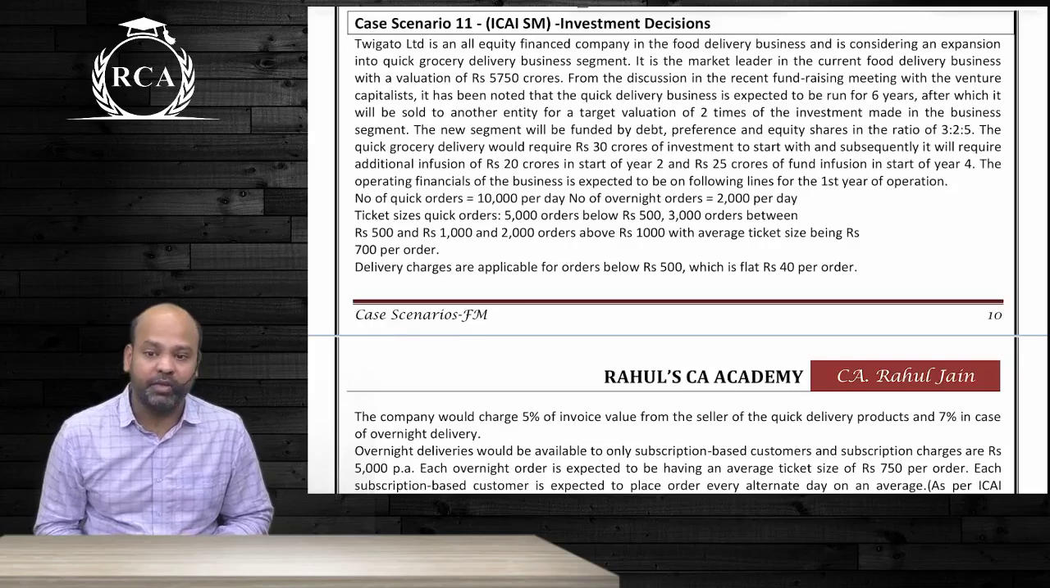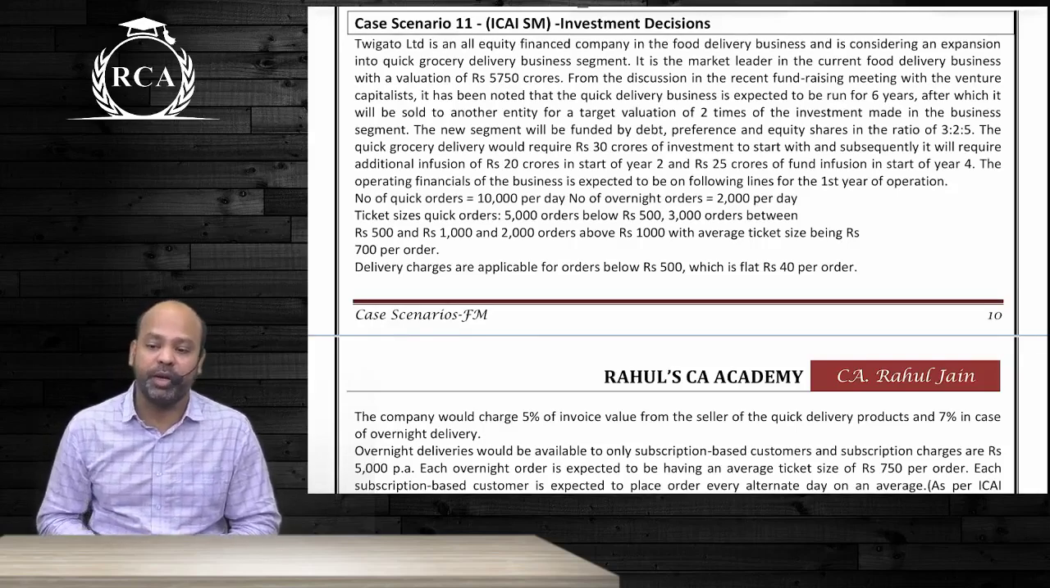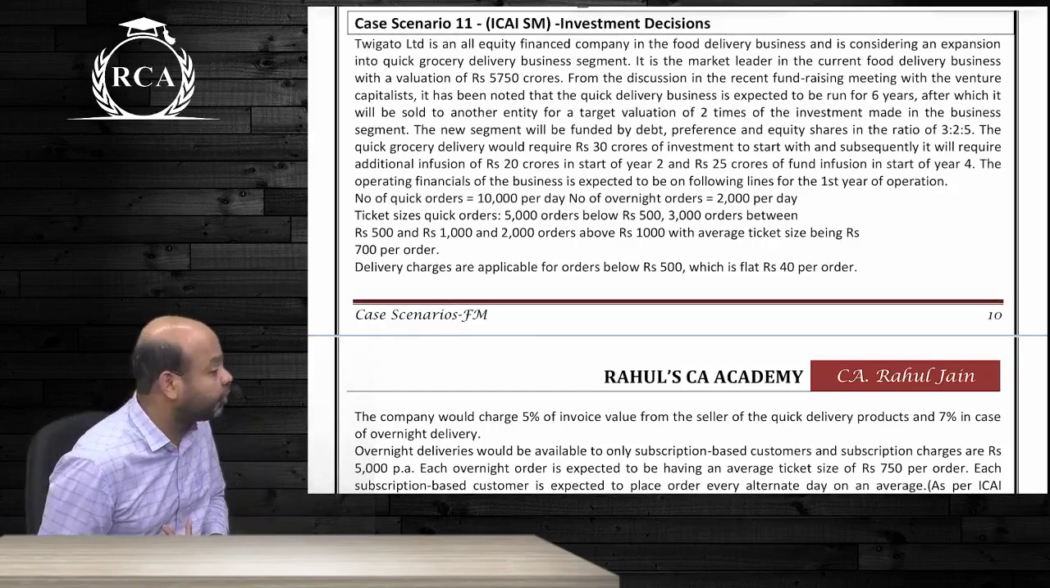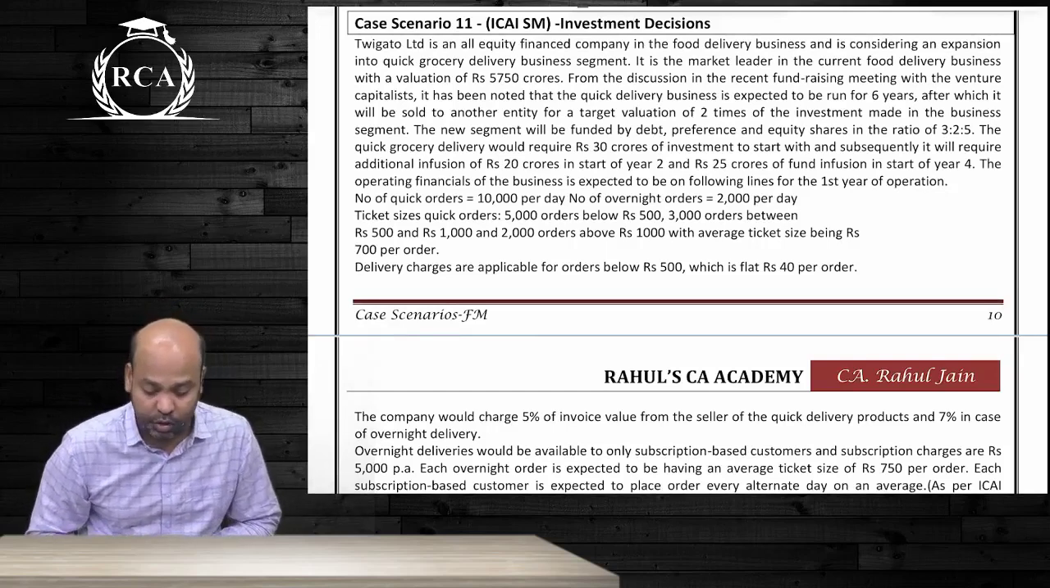So far pretty simple, guys. You know the amount of investment made, you know the terminal cash flow, you know the debt equity ratios. Now it starts.